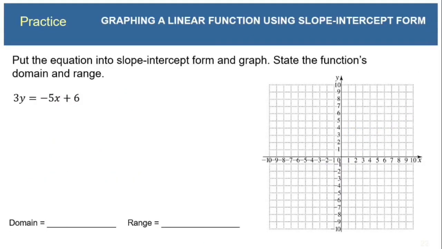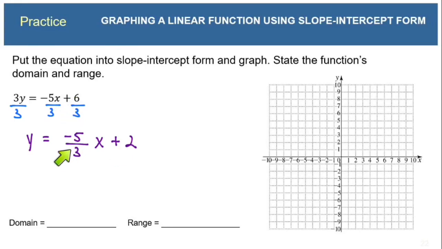Now here is an equation that's not in slope-intercept form because it's not solved for y. So before we graph it, we'll have to put it in slope-intercept form, and we'll also state the function's domain and range here. So the only thing I have to do here to get this solved for y is divide both sides by 3. So we'll do that. Divide the left side by 3 and divide everything on the right side by 3. And that gives us y equals -5/3 x plus 6 divided by 3, which is 2.